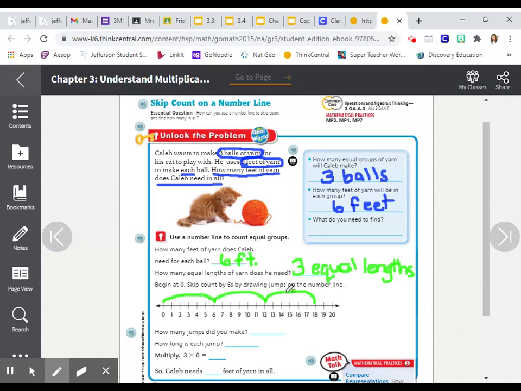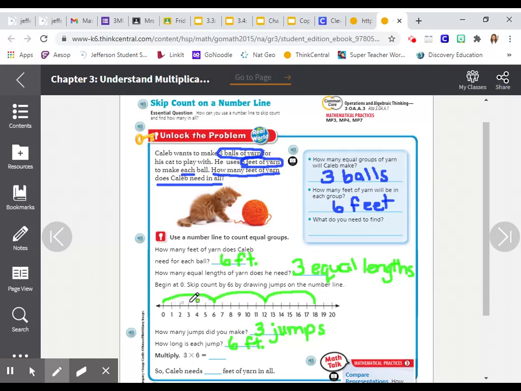3 jumps of 6. Okay, how many jumps did we make? Well, we needed 3 equal lengths, so we made 3 jumps. How long is each jump? 6 feet, or 6 numbers, so 6 feet. I'm going to abbreviate. Now when we multiply 3 times 6, we made 3 jumps. Each jump included 6 numbers on our number line. And once we did that, our jumps landed on 18.